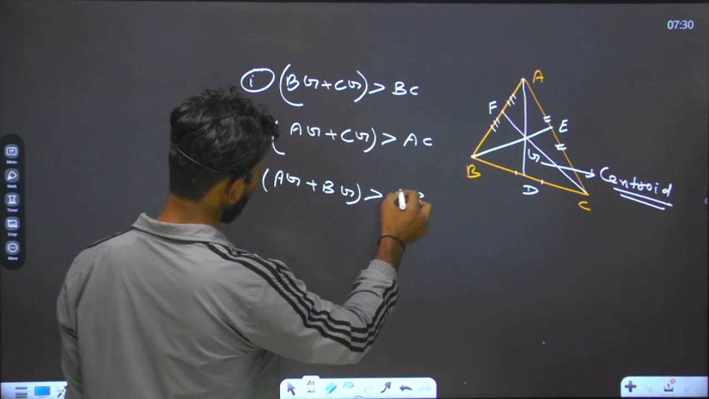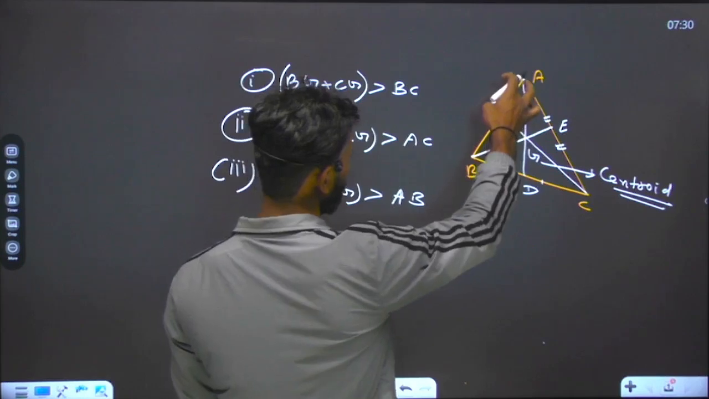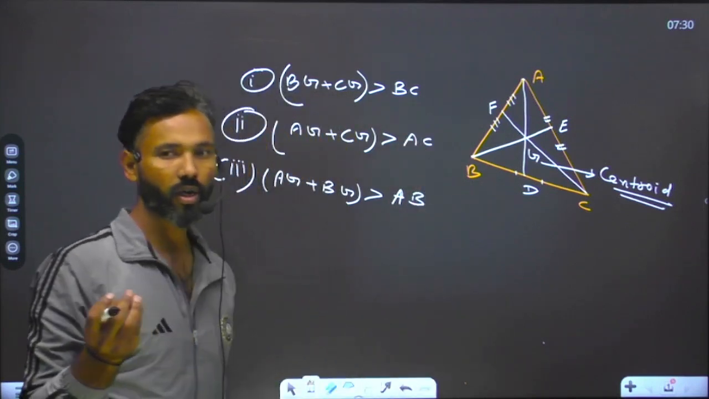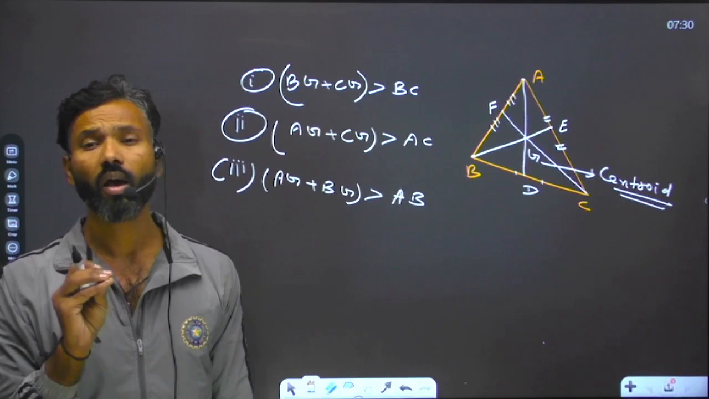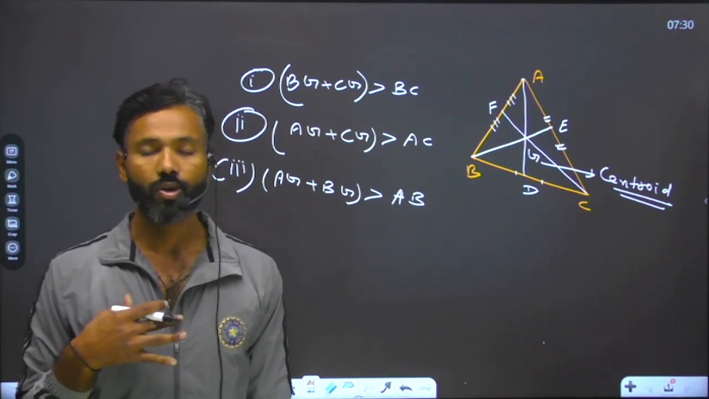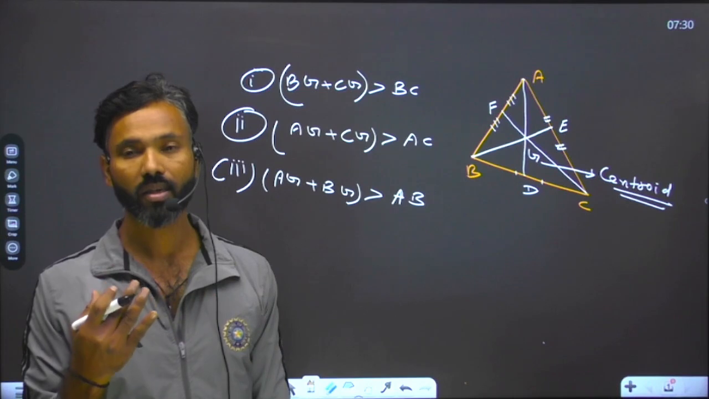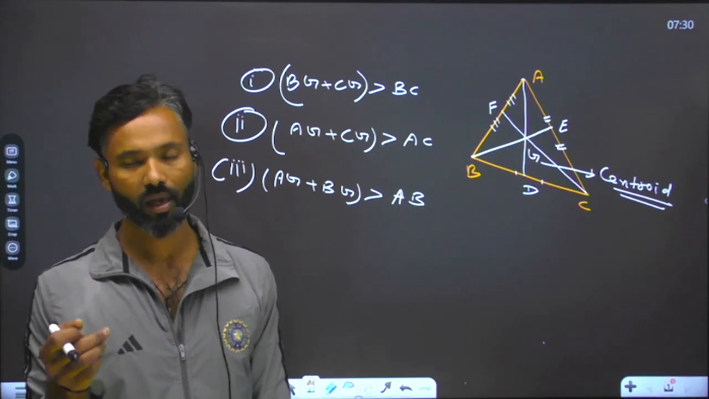Okay, we can say that AG plus BG is greater than AB, because AGB is also a triangle and the sum of any two sides of a triangle will be greater than the third one. So this was also a very easy and reliable statement. Understand that?